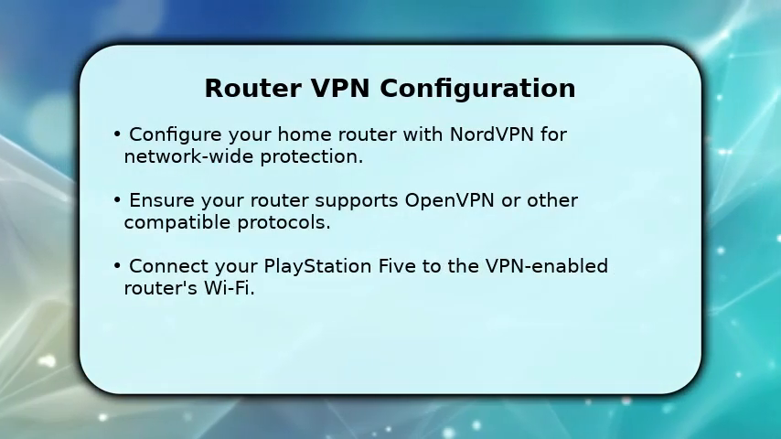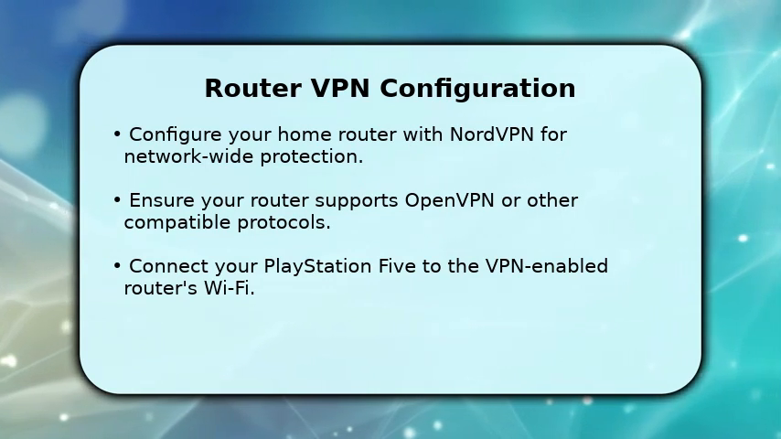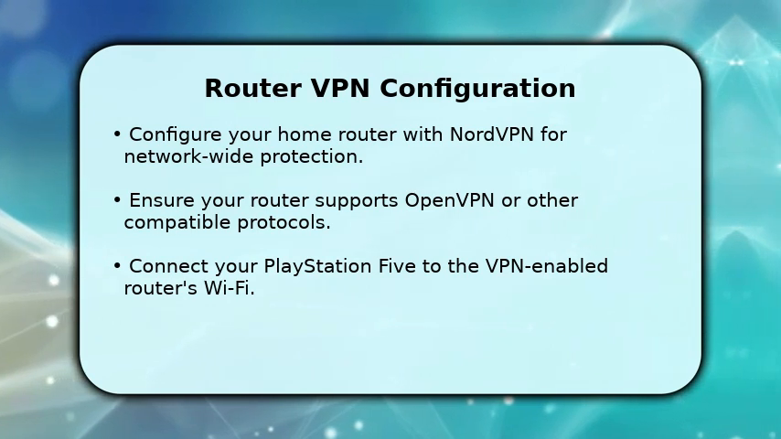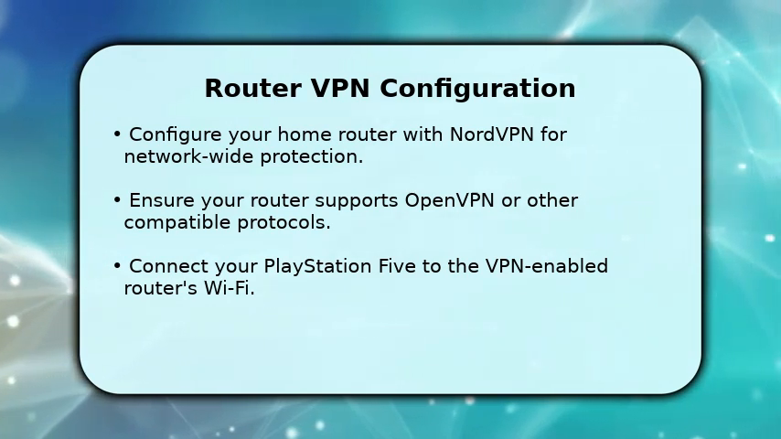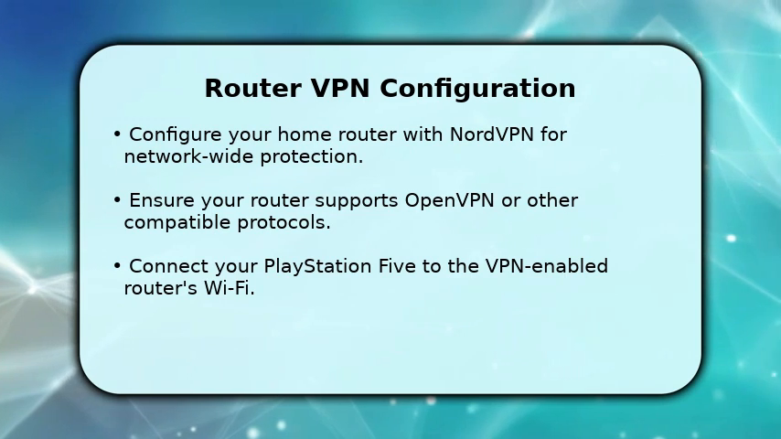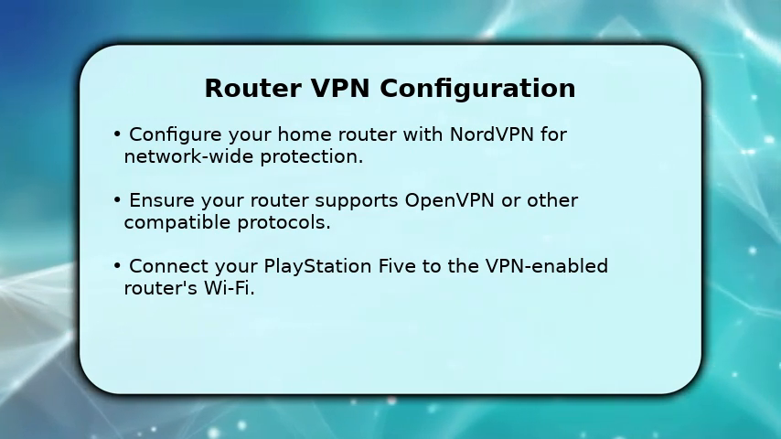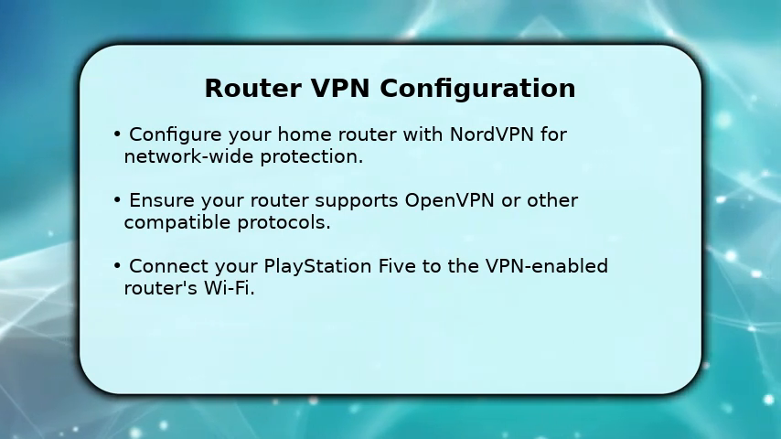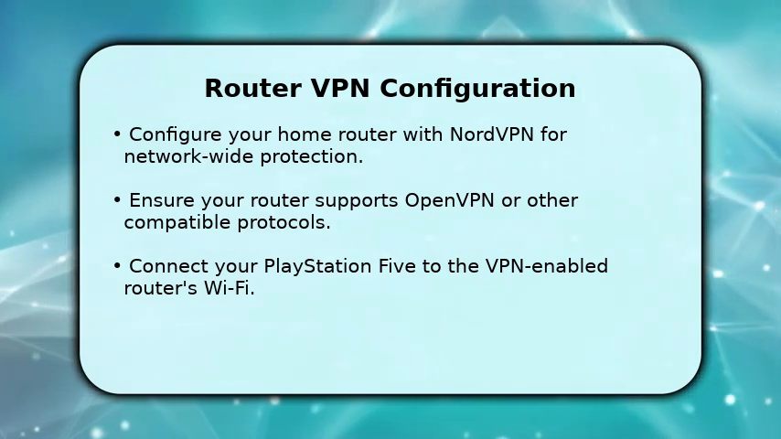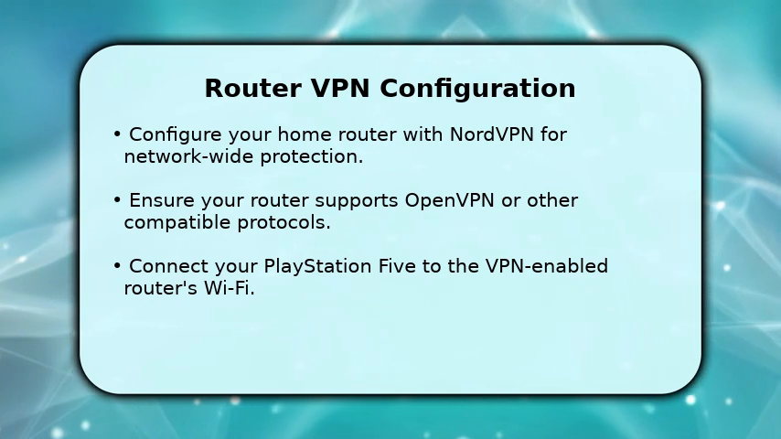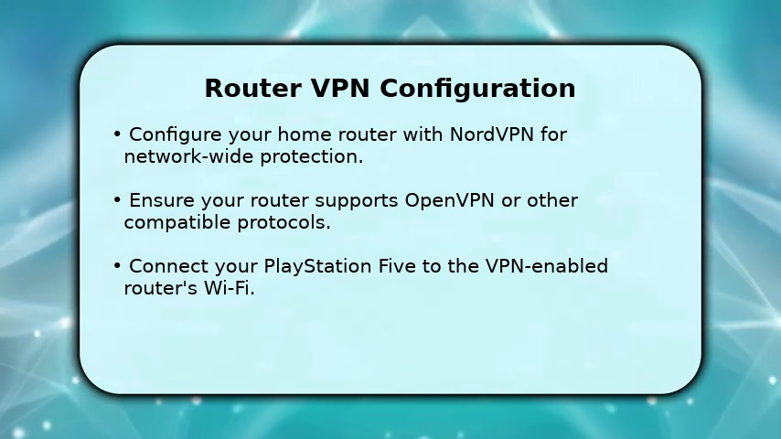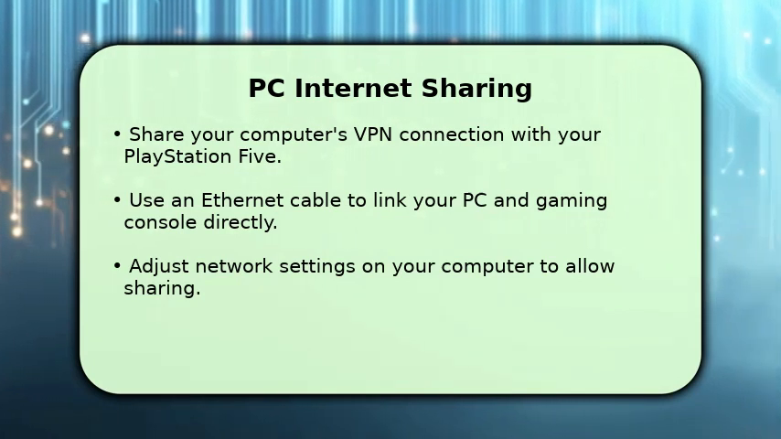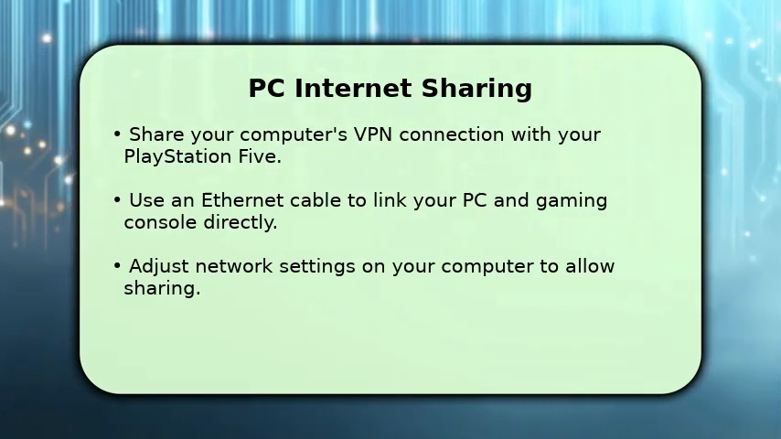One popular method involves setting up NordVPN directly on your home router. This provides protection for every device connected to your network, including your PlayStation 5. You'll need a compatible router that supports OpenVPN or similar protocols. Once configured, simply connect your console to the router's Wi-Fi, and all its traffic will be routed through the VPN, offering seamless security.